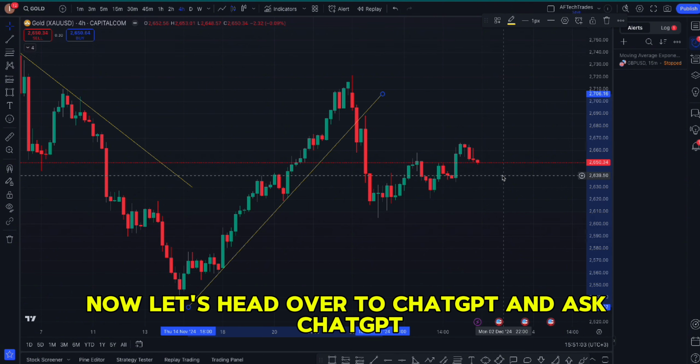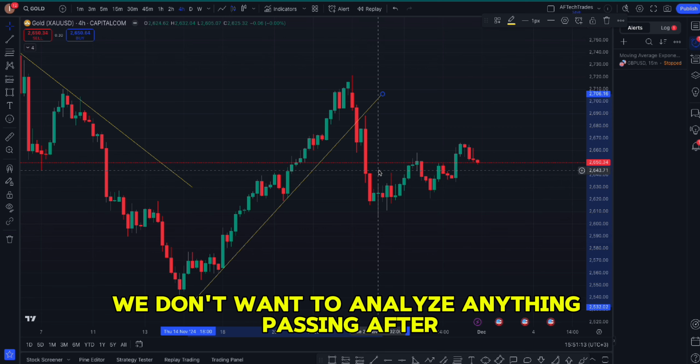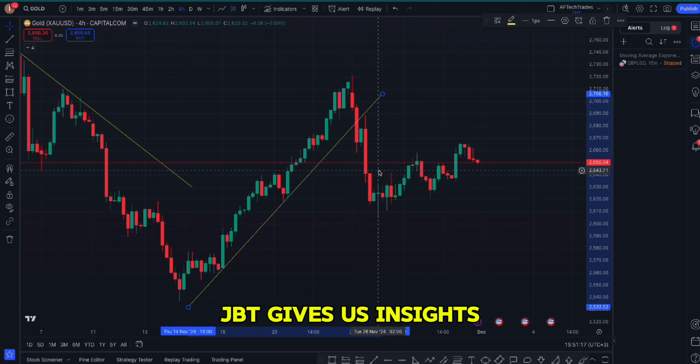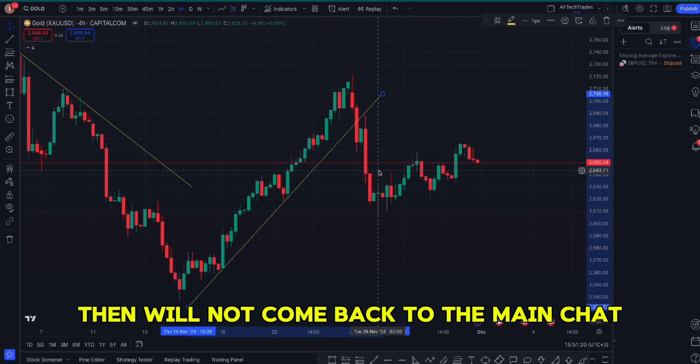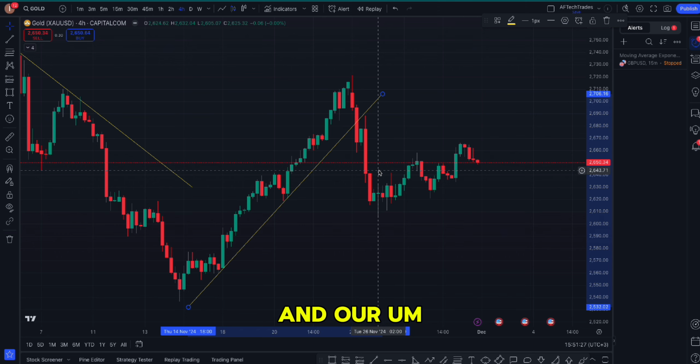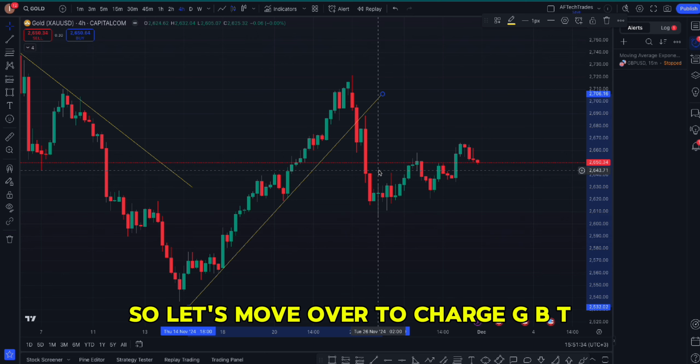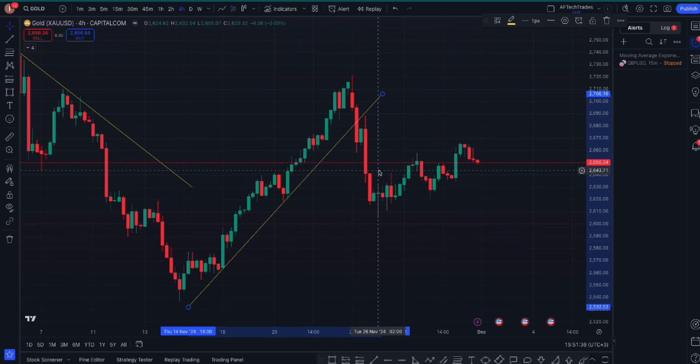Then now let's head over to ChatGPT and ask ChatGPT what it thinks about this market. We don't want to analyze anything per se. After ChatGPT gives us insight, we'll come back to the main chart and see where we can take our possible entries and put our stop loss and also our TP, our take profit. So let's move over to ChatGPT.